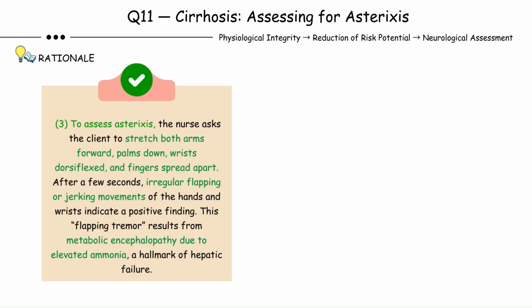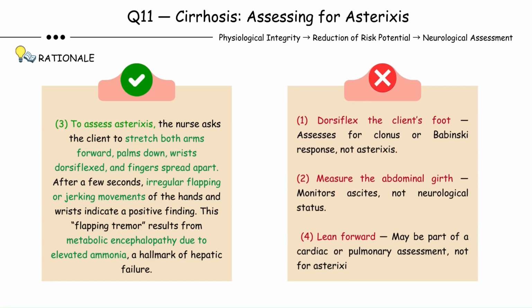Now let's see why the other options are not correct. Dorsiflexing the foot is more related to checking for clonus or other reflex changes, not for asterixis. Measuring abdominal girth is useful for monitoring ascites, but it tells you nothing about neurological status. Asking the client to lean forward at the waist might be part of a cardiac or pulmonary assessment, such as in pericarditis or orthopnea, but it does not assess for asterixis.